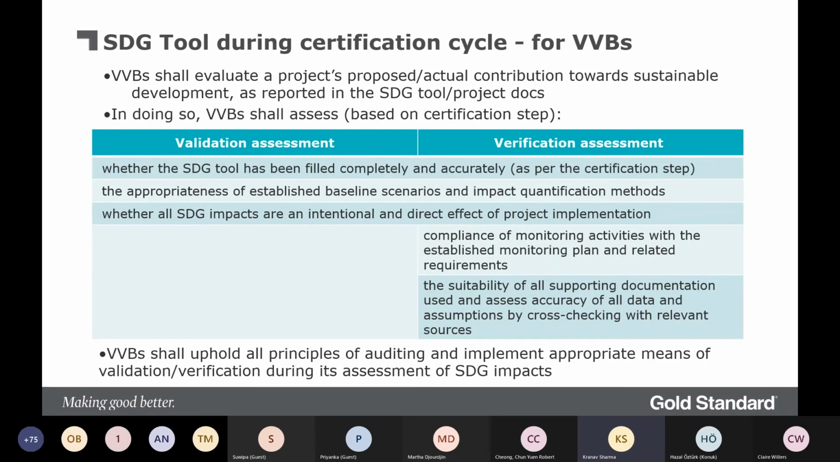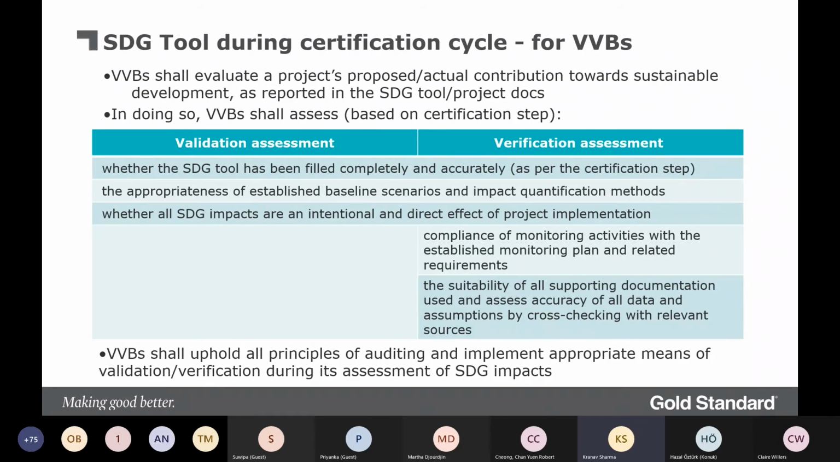So VVBs shall evaluate a project's proposed actual contribution towards sustainable development as they have been done in the SDG tool and project documents. In doing so, the VVB shall assess a bunch of key elements related to sustainable development assertions made by the project developer. And the table that you see in front of you essentially encapsulates and then segregates the assessment criteria or evaluation criteria based on validation and verification.